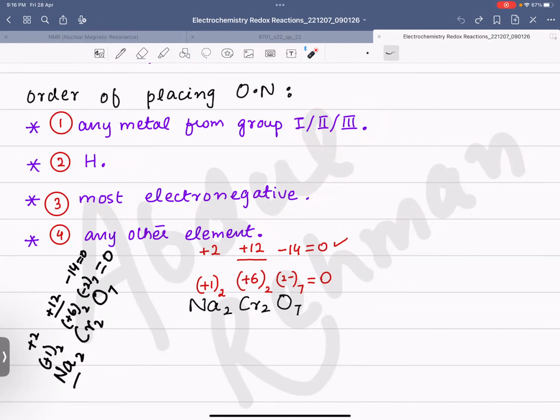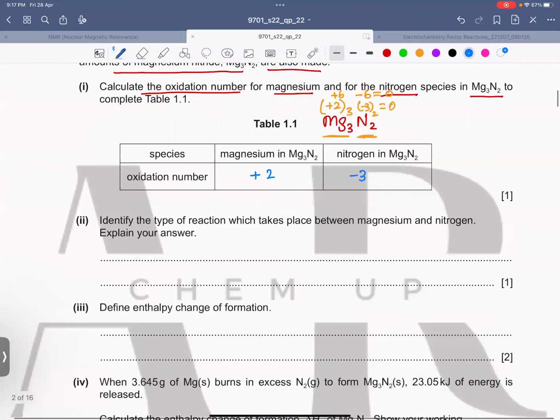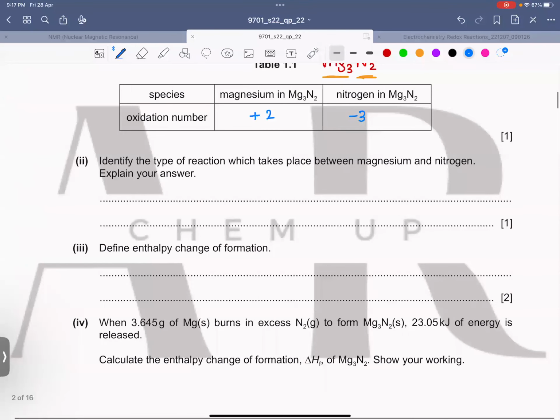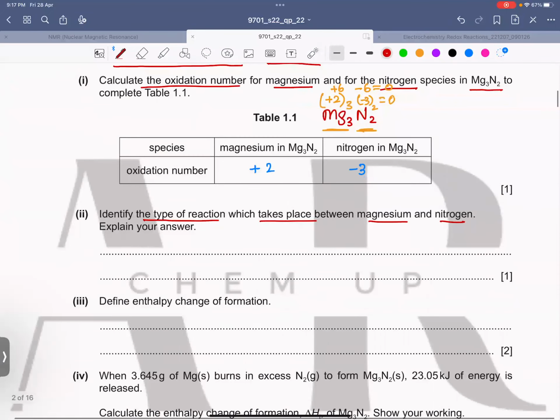Okay. So we figure out that magnesium's oxidation number is positive 2, and nitrogen's oxidation number is negative 3. Now, what they are asking: identify the type of reaction which takes place between magnesium and nitrogen. Yes, can anybody tell me the reaction? The reaction is actually taking place between magnesium and nitrogen, and we are getting this magnesium nitride Mg3N2. So to balance the equation, I have to just put 3 over here. Yes, so can anybody figure out which reaction is it?